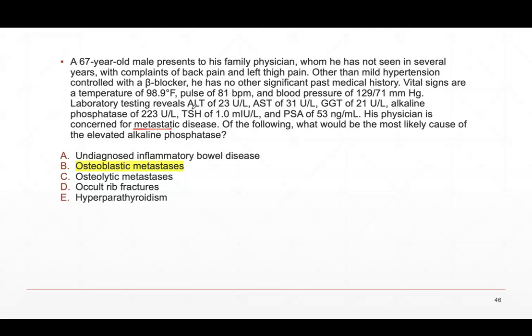And they gave you liver enzymes and alkaline phosphatase just so that you can do a correlation, because alkaline phosphatase can be elevated in many conditions. But if I tell you alkaline phosphatase and PSA, now you're thinking, okay, most likely prostate cancer. Prostate cancer can metastasize either lymphatically or hematogenously. Here he has osteoblastic mets. Is it hematogenous or lymphatic?